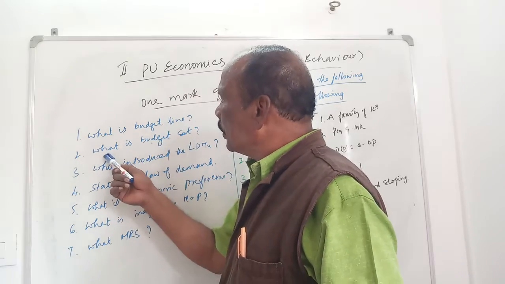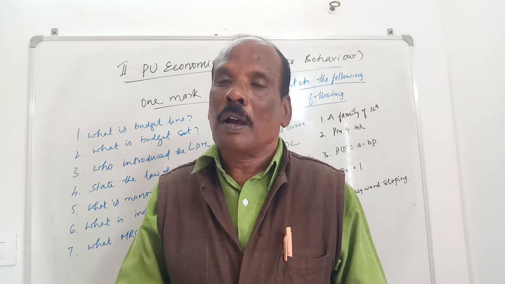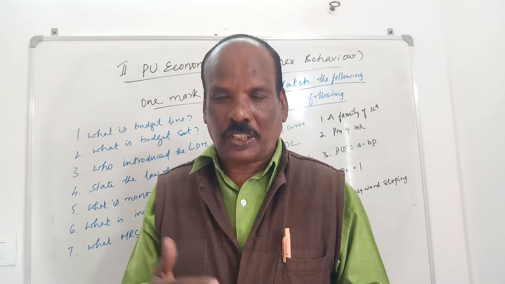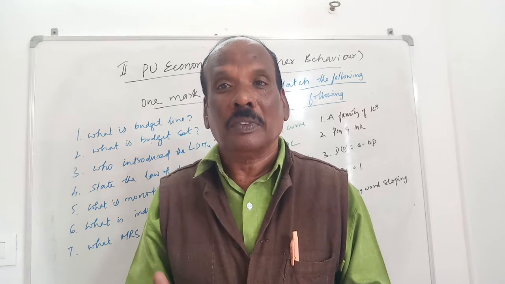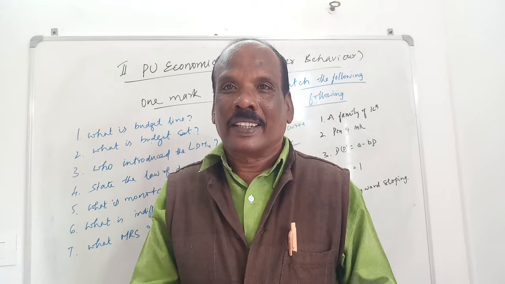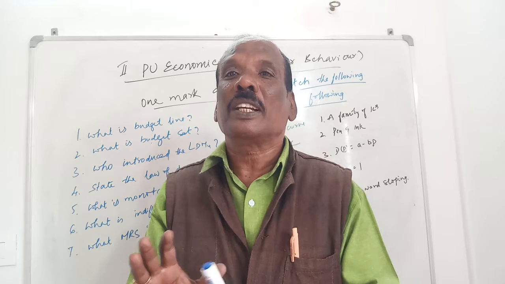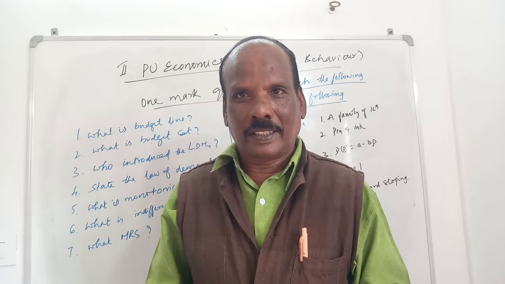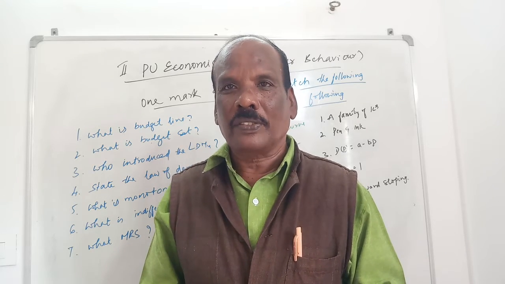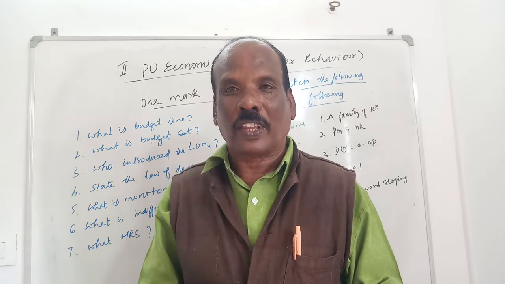Okay, coming to the next one. What is budget set? Budget set refers to all possible combinations which can be purchased by a consumer with his income at the given prices. The difference between budget line and budget set is that for the budget line, the combinations cost will be equal to the income of the consumer. For the budget set, the cost of these combinations may be equal to or lesser than the income. That is what we say.